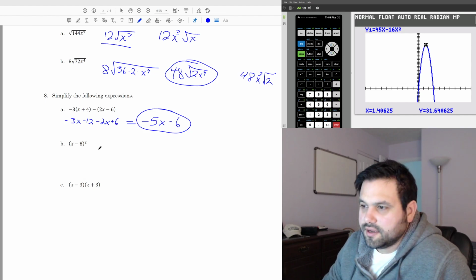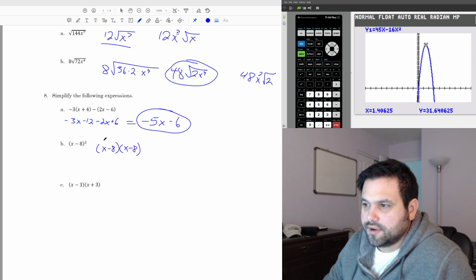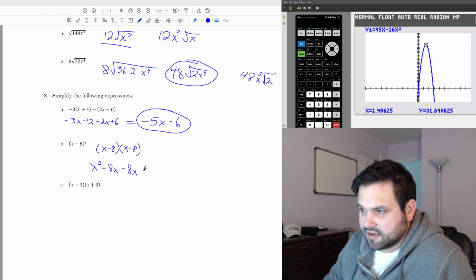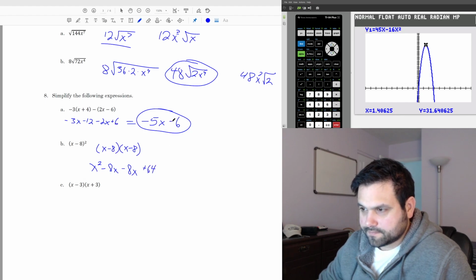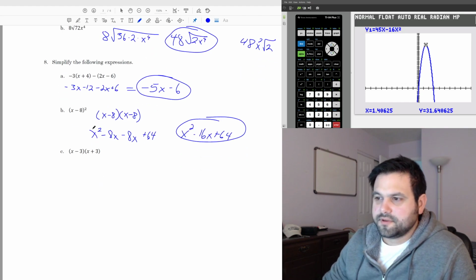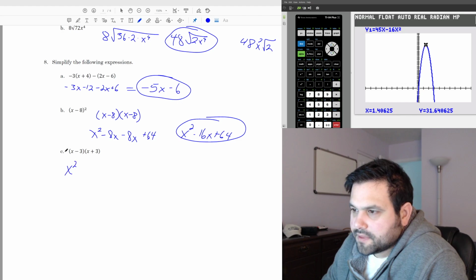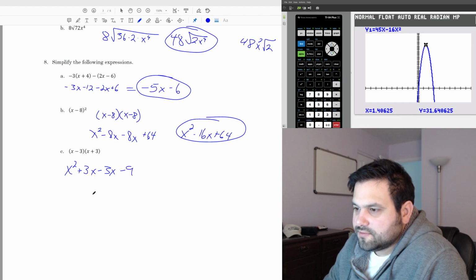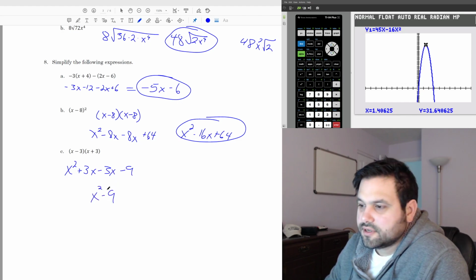Over here we're squaring, so we are doing x minus 8 times x minus 8. We are double distributing, so x times x is x squared. X times negative 8. And then negative 8 times x. And negative 8 times negative 8. And so we get x squared minus 16x plus 64. Same thing here, let's double distribute. So we got x squared, and then plus 3x, minus 3x, and minus 9. When we combine like terms, we just get x squared minus 9, because those two terms cancel out.